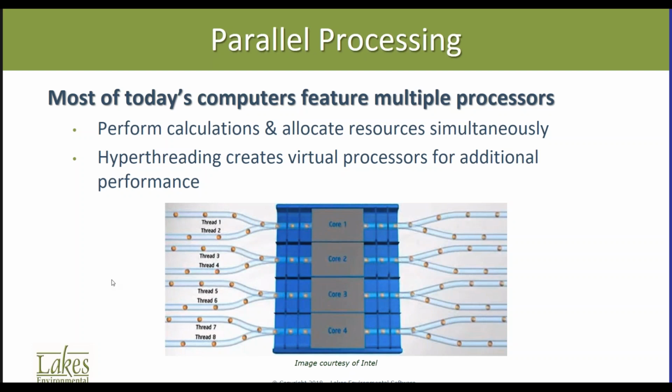You can see the image here, which came courtesy of Intel. With a hyper-threaded quad-core processor, as is shown in this image, you have 4 processing cores, all performing operations at the same time. When you hyper-thread that, it creates virtual processors for additional performance. So each of these cores is hyper-threaded to allow for 2 virtual cores. So I don't have just 4 physical cores here, I have 8 virtual processors working all at the same time in this setup, this example.